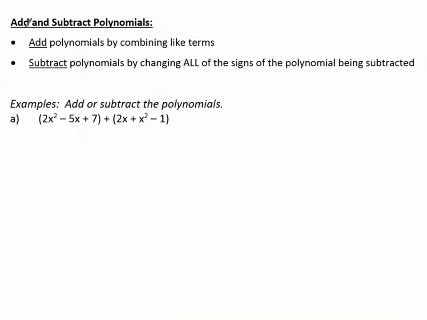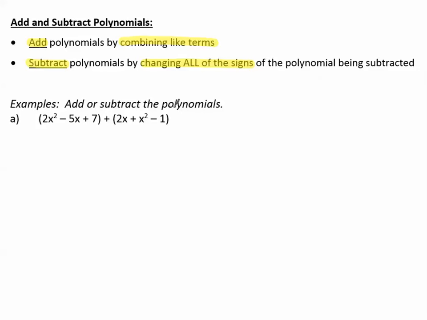Let's talk about how to add and subtract polynomials. Add polynomials by combining like terms, like we do when we solve equations. Subtract polynomials by first changing all of the signs of the polynomial being subtracted and then combining like terms. Let's take a look at some examples.